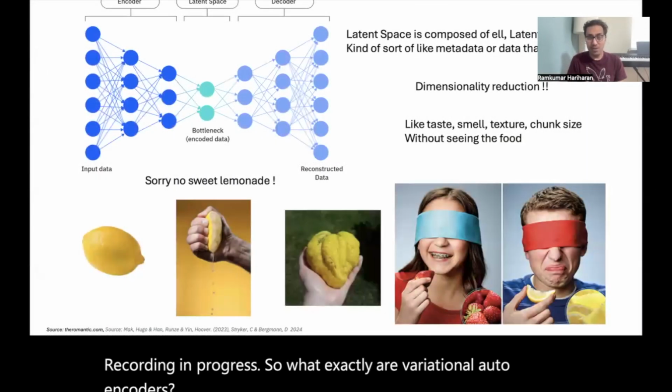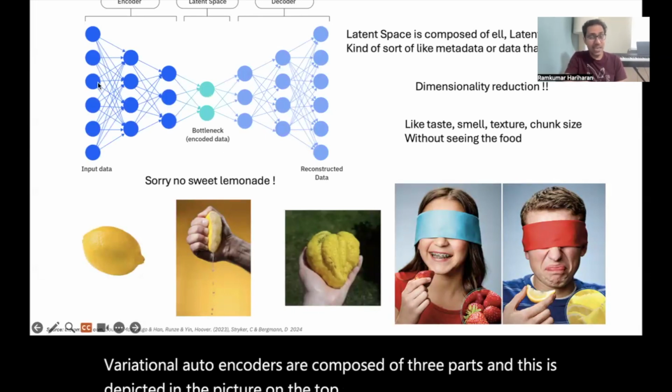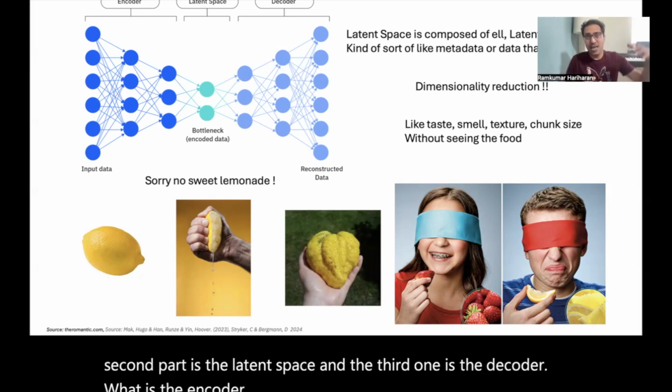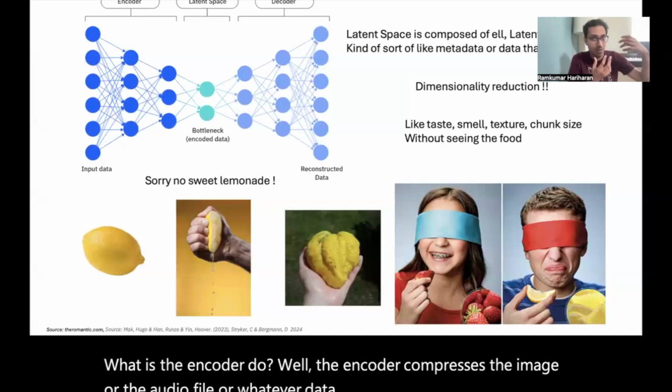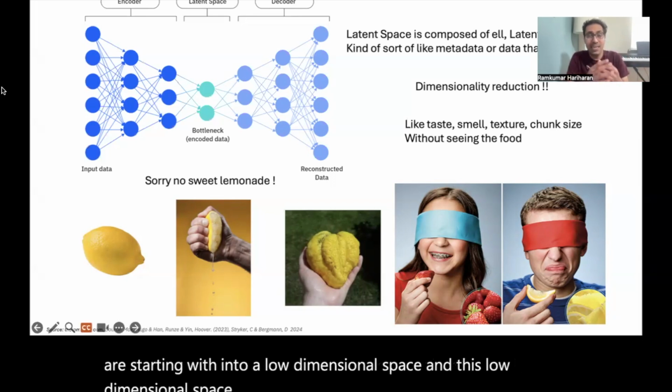Variational autoencoders are composed of three parts, and this is depicted in the picture on the top left. The first part is the encoder, the second part is the latent space, and the third one is the decoder. What does the encoder do? Well, the encoder compresses the image or the audio file or whatever data that you are starting with into a low dimensional space, and this low dimensional space is called the latent space.